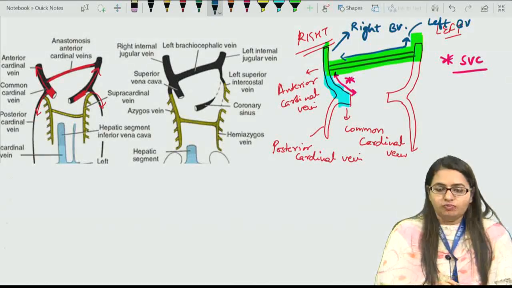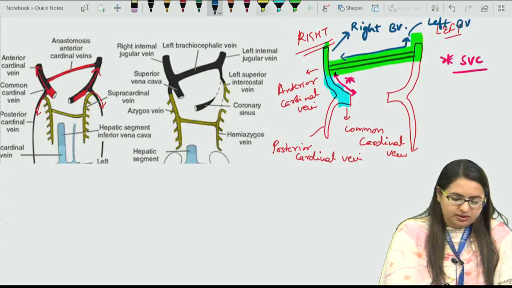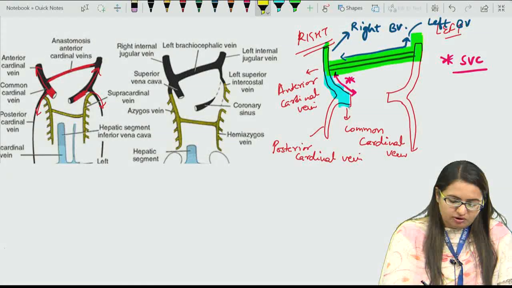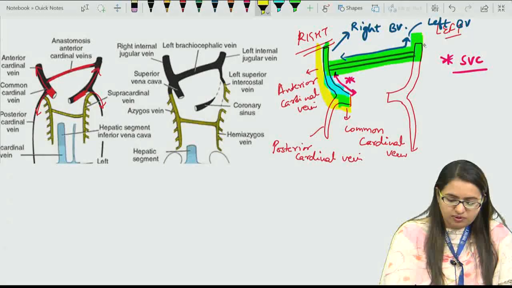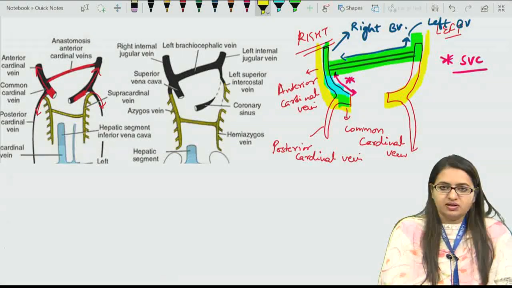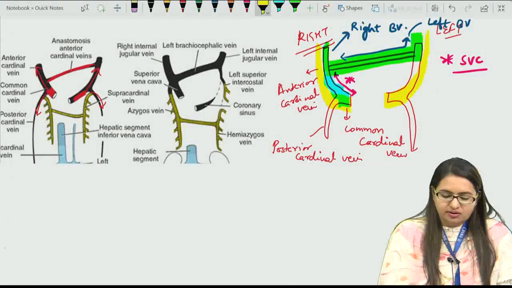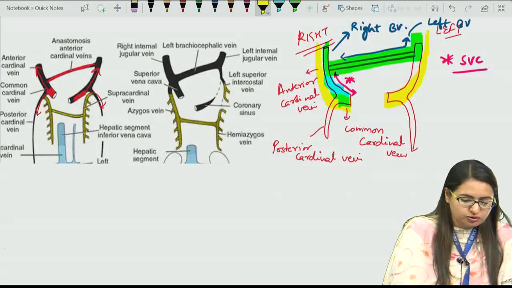Now in this anomaly, there is a persistence of the common cardinal vein and anterior cardinal vein, which gives rise to the superior vena cava on the right side. Apart from this, on the left side this whole structure is also persisting, so that on the left side also we have a superior vena cava, and double superior vena cavas are there, and the complete formation of the left brachiocephalic vein is not there. So the left brachiocephalic vein is not formed and the superior vena cava is formed on both sides.